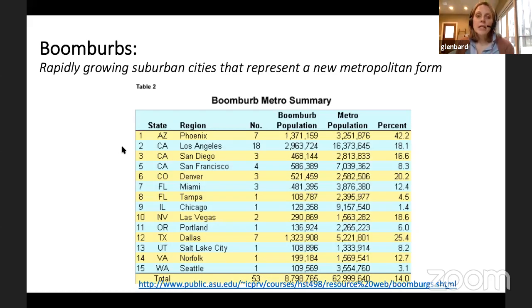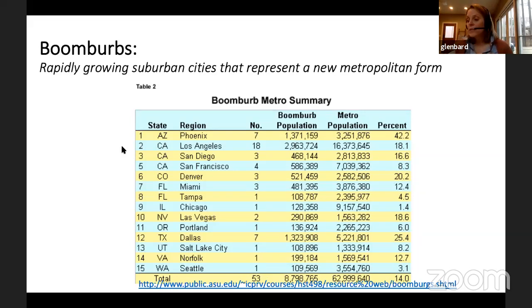So take a look at this list. As you're writing down a definition, as you're listening to this, where do you notice that most of these cities are? Phoenix, LA, San Diego, San Francisco. Where we see the largest boom burbs taking place, we see them in that Southwest region. Now you're going to say, crazy lady, what about Chicago? What about Seattle? So it's happening in other places, but we're seeing a lot in that Southwest region.